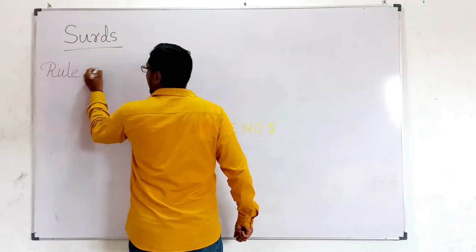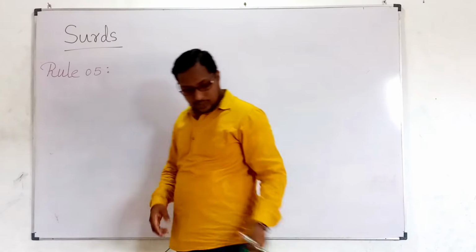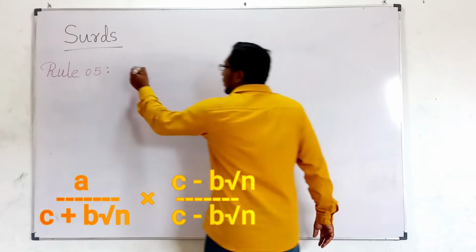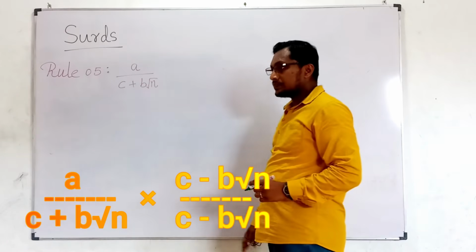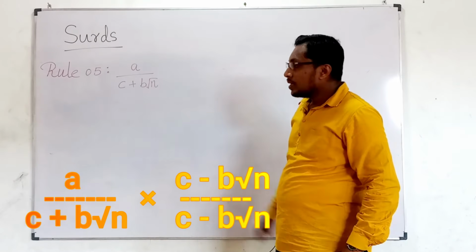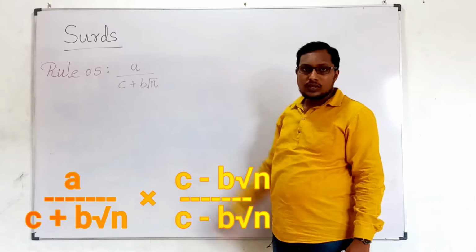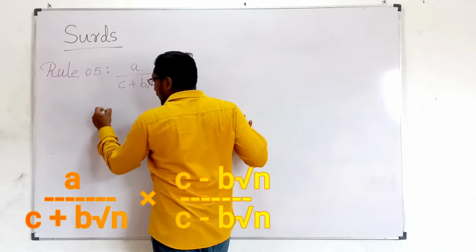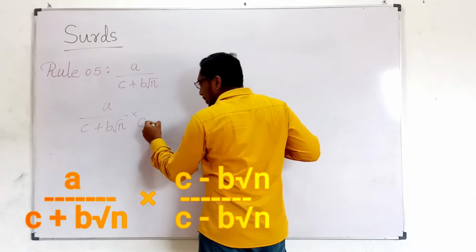Let's move now to rule number 5. In rule number 5, we explain rationalizing the denominator when the denominator contains a rational number and an irrational number together, c plus b root n. As we said in the previous rule, if we just multiply by root n, you don't get the answer. So here we have to do a little tricky thing. We have to multiply up and down by c minus b root n.